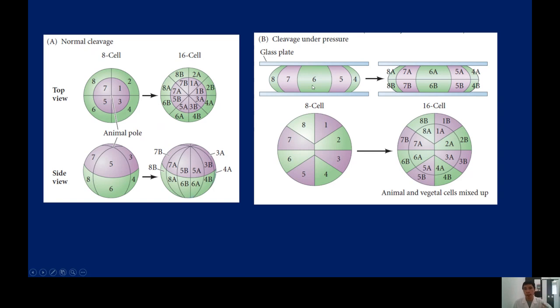But when, for example, we apply the glass plate as a force or pressure force, then there is a pressure that will change the formations and interactions of such cells. Therefore, the formations of the cells will change also due to the change in interaction between one cell to others during this early stage, and therefore in the later cell stage, for example, the formations of the cells itself will be very highly different from this one, while there is a mix between the animal and vegetal cells.